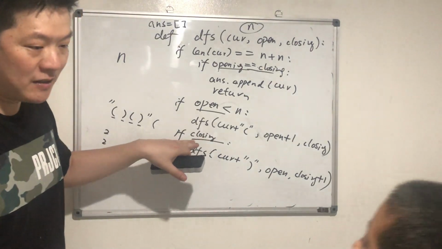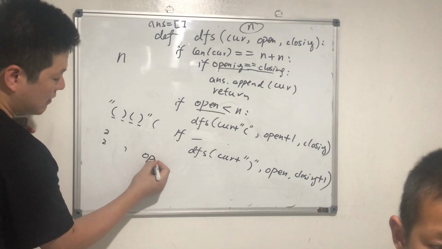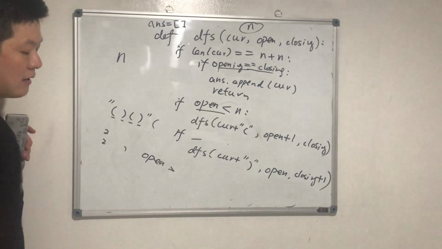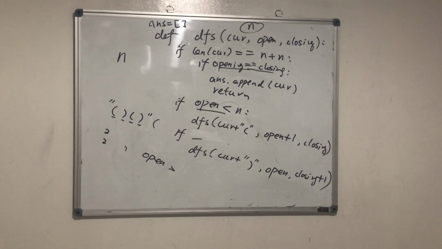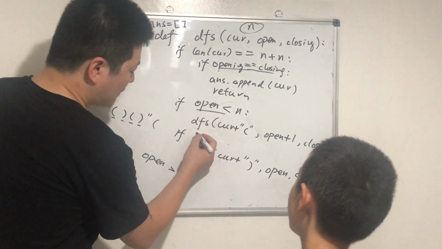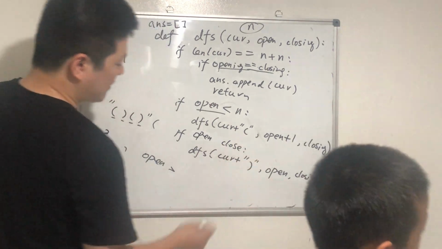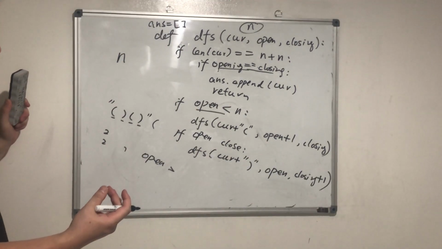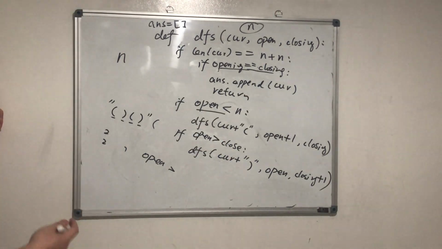Okay, for this closing, how can we do this closing? I think it's not closing. Yeah, so in what cases can we start with the closing? If open and close, what condition? If open is bigger. Yes, why bigger? If open is greater than closing, then we can do the closing, yeah?